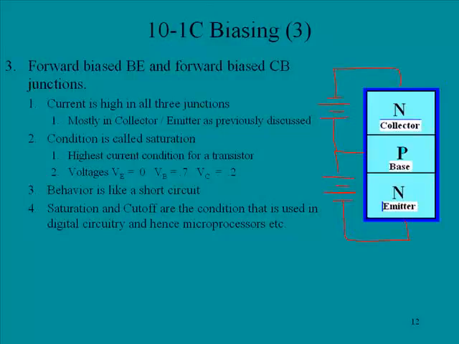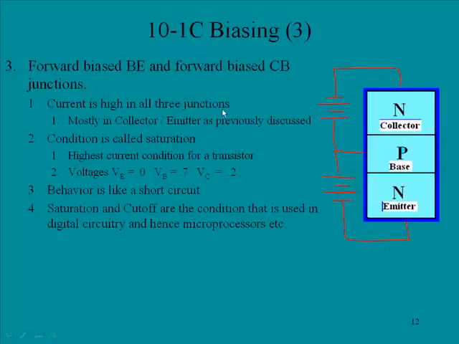In the previous section, we looked at biasing arrangements number 1 and 2, and those addressed cutoff and the linear region. We'll be looking at biasing arrangement number 3 in this section. This number 3 addresses forward biasing the base-emitter and forward biasing the collector-base junction.